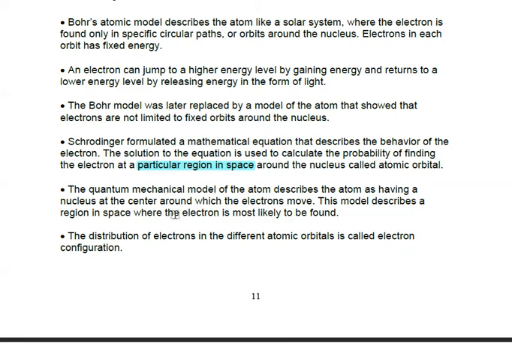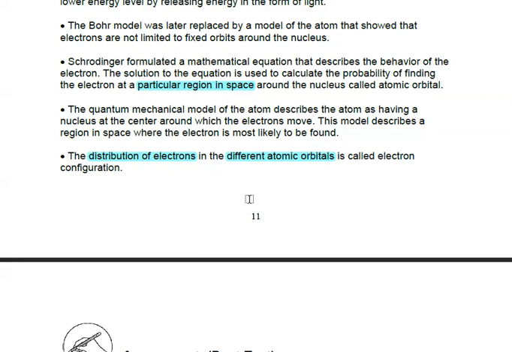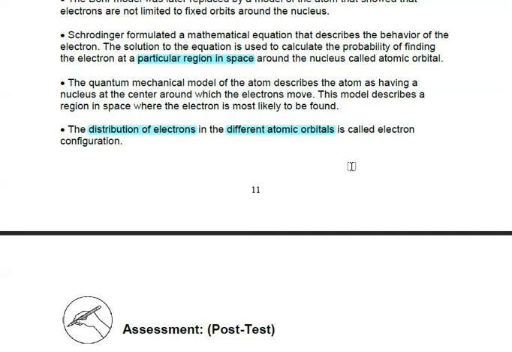And this model, the quantum mechanical model, describes the atom as having a nucleus at the center where electrons move, and it describes the region of space where the electron is most likely to be found. Of course, electron configuration is the distribution of electrons in different atomic orbitals, and this is what chemists use since it is the most stable.